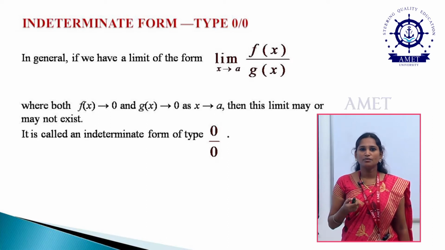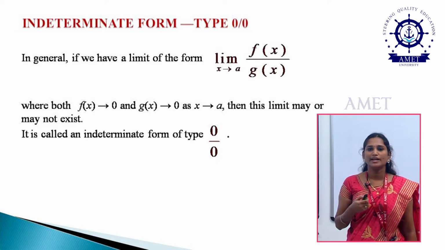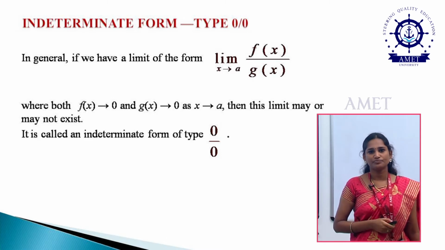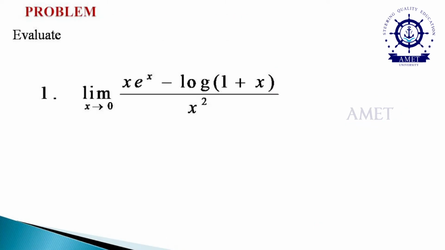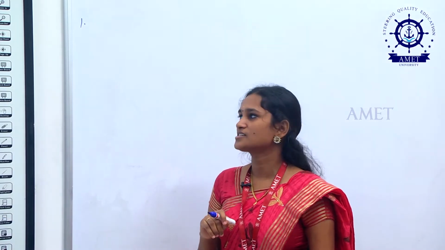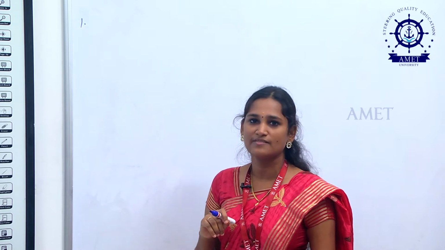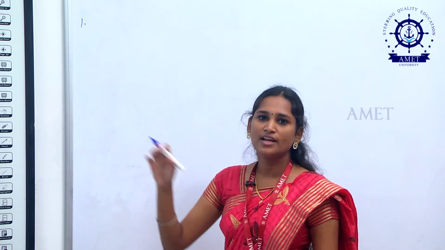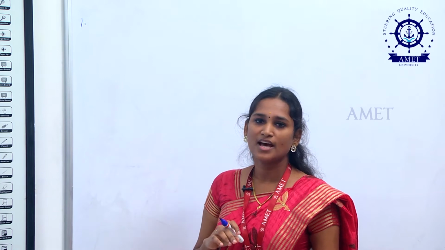So next we have to do one problem related to the 0 by 0 form. Now look at that problem. What is it? The question is: evaluate the limit as x tends to 0 of (x e^x - log(1 + x)) divided by x squared. In this problem we are going to use L'Hospital's rule.